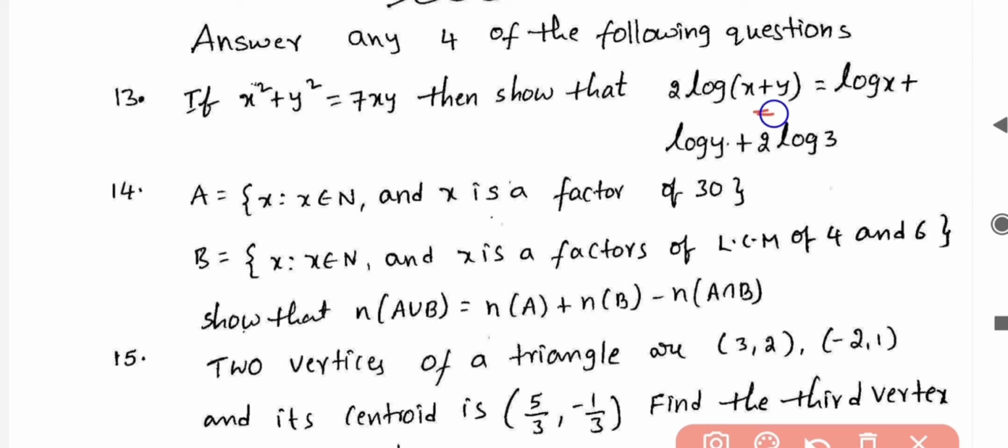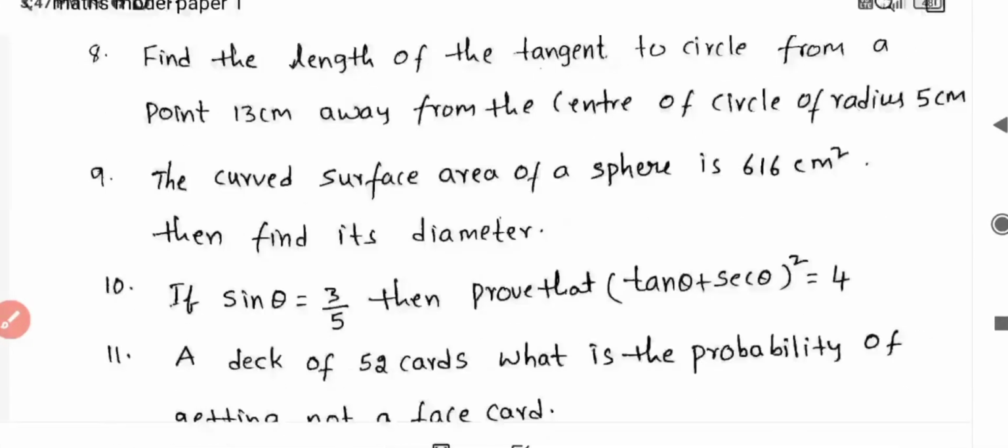Here, what is this one? x plus y. When we have plus here, we add 2xy to both sides. When we have minus here, we subtract 2xy from both sides. So here the plus symbol is there, so we add 2xy to both sides. See question 13.